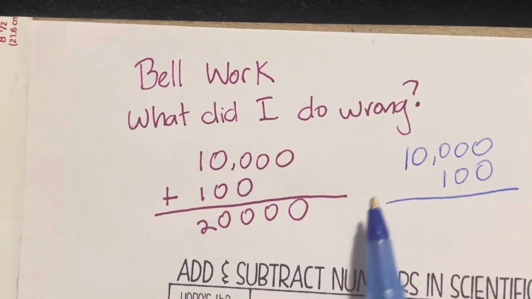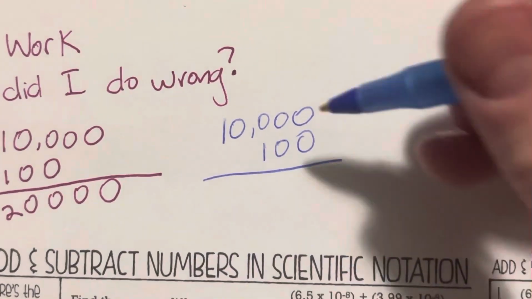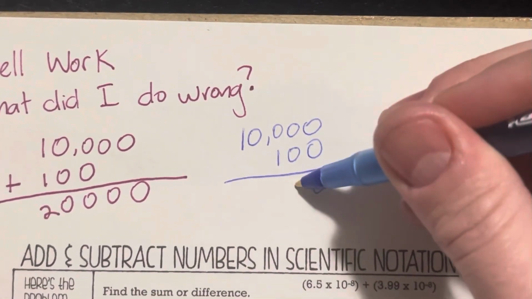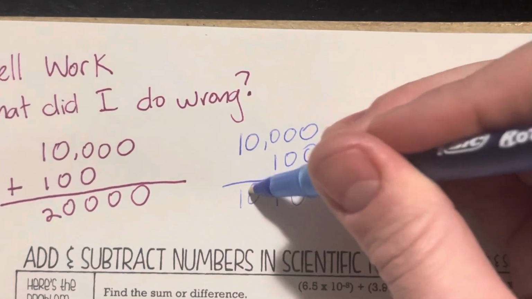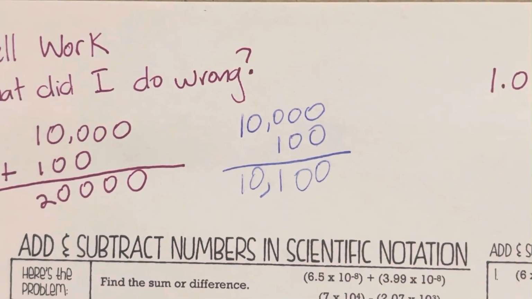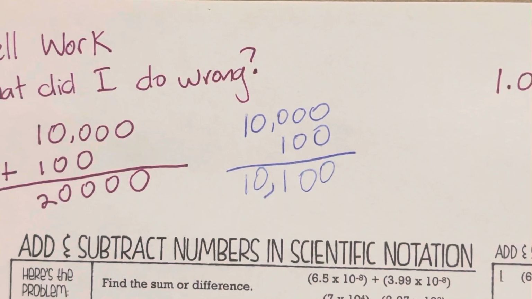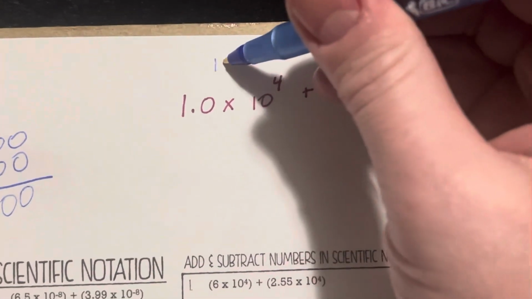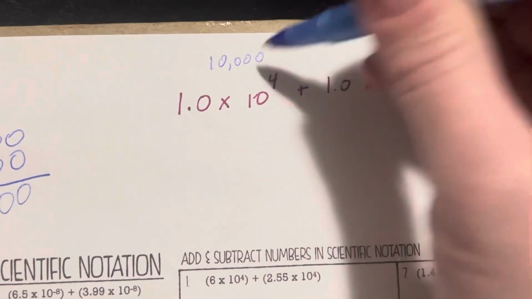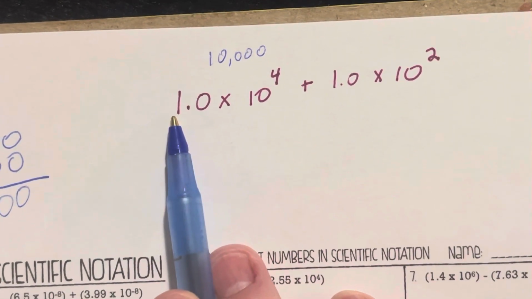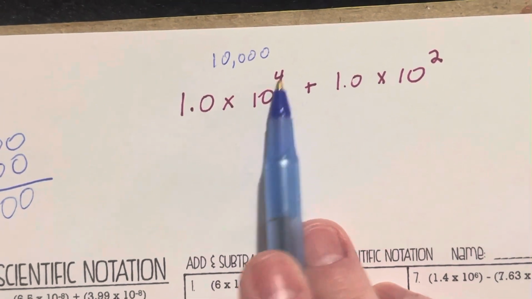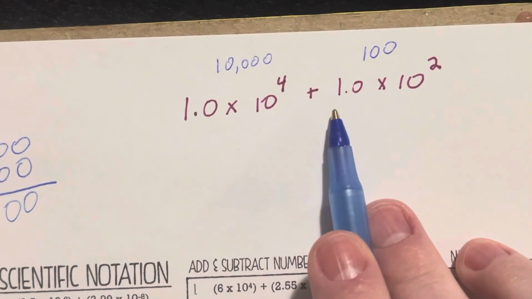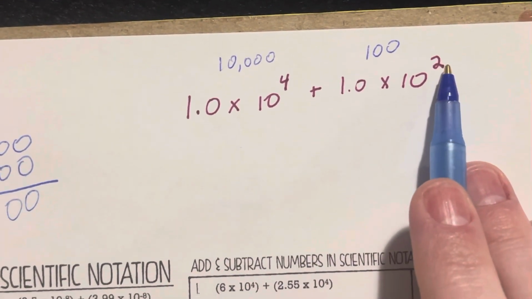Okay, so with addition, we know we should get everything in place, and then add all of our places together. So what does this look like when we're dealing with scientific notation? Okay, 10,000 is the same thing as 1 times 10 to the fourth. 100 is the same thing as 1 times 10 squared.